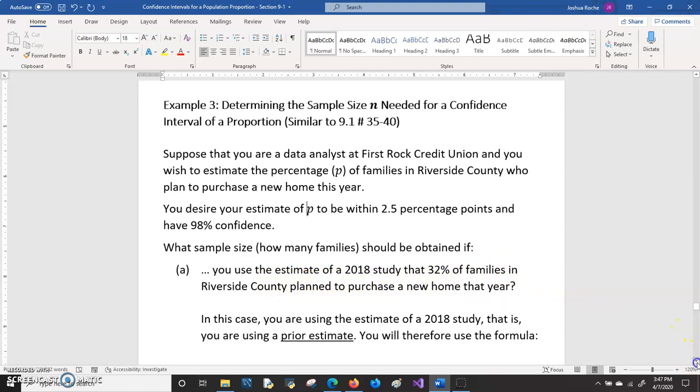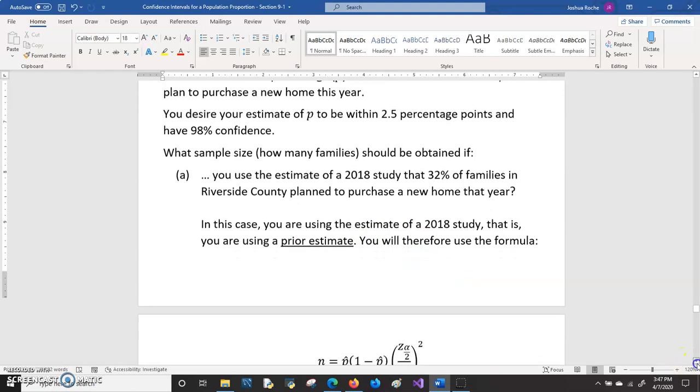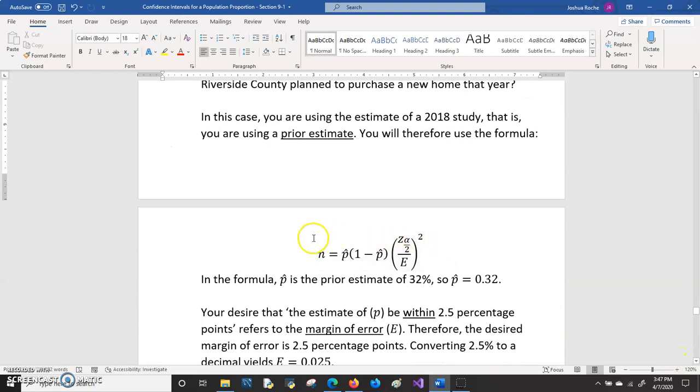In this case, if you are using an estimate from a 2018 study, that means that you're using a prior estimate. There's some other study that came up with a percentage that you can use. And so since there's a prior estimate, you will use this version of the formula. So in this formula, the P hat is the prior estimate, in this case 32%, and so we'll use P hat equal to 0.32.